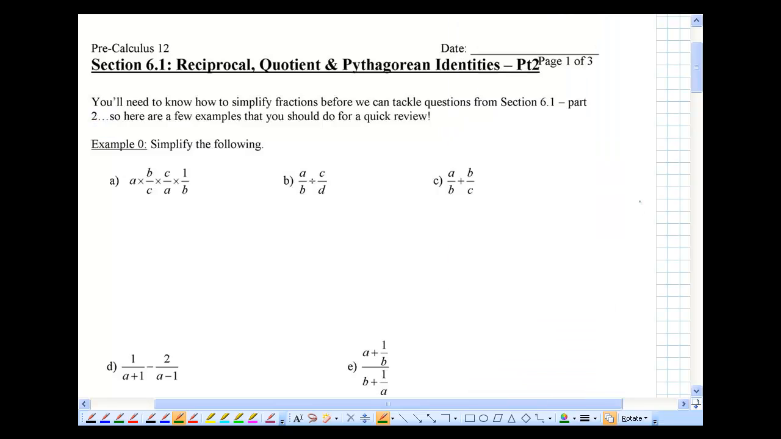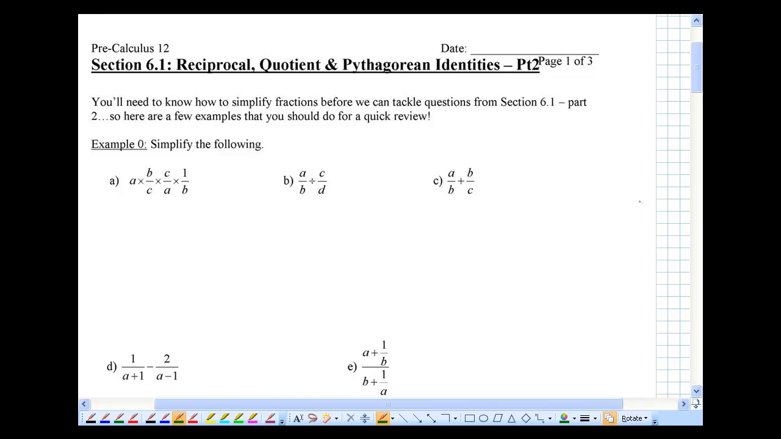Alright, thanks for tuning into section 6.1 part 2. We're going to look at those reciprocal, quotient, and Pythagorean identities once again. But before we do that, I want to do a quick review of how to simplify fractions, because a lot of these questions involve fractions.